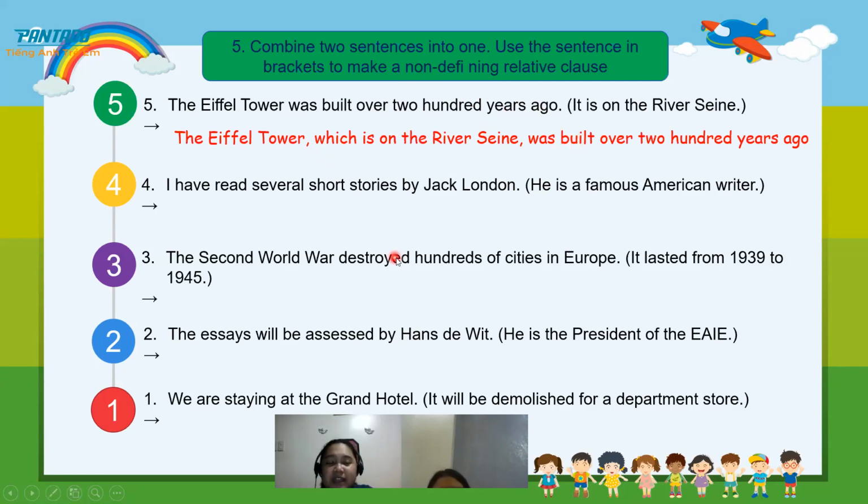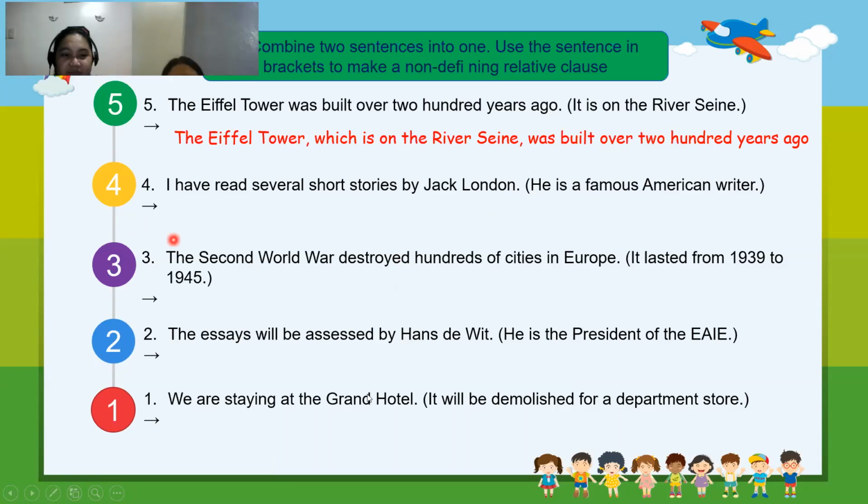So can you make numbers 4 to 1? Can I have time to think, and after that I will tell you? Yes, okay. Just tell me if you're ready.